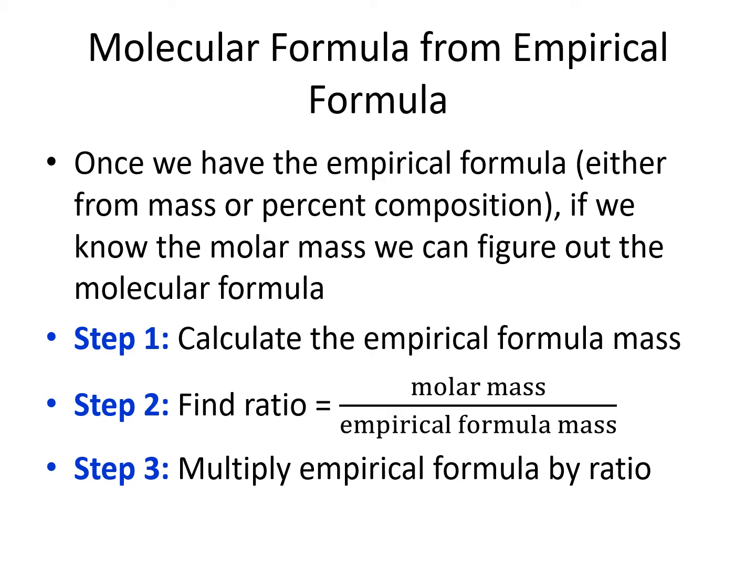Then we're going to take the molar mass of the compound, which would be given to us in the problem, and divide by the empirical formula mass that we would have just calculated in step 1. Our third step is multiplying the subscripts in the empirical formula by that ratio that we find in step number 2.